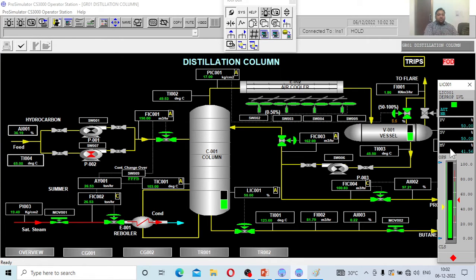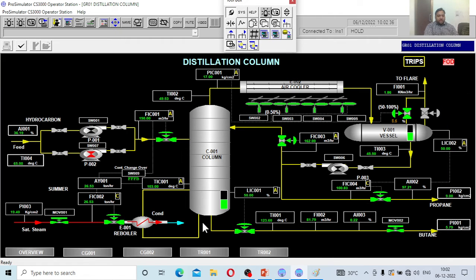Accordingly, the valve opening is 41.56 manipulated percent. I'm talking about this particular valve. That means this is how we maintain the level in the reboiler through this valve. It is a simple level control. Let us come to the other controls now.